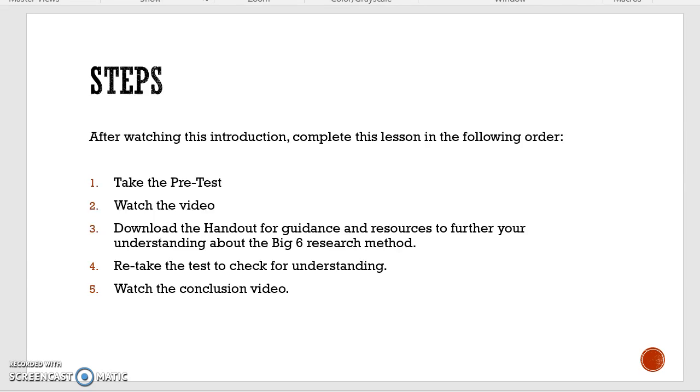These steps should help you get started with your research project.